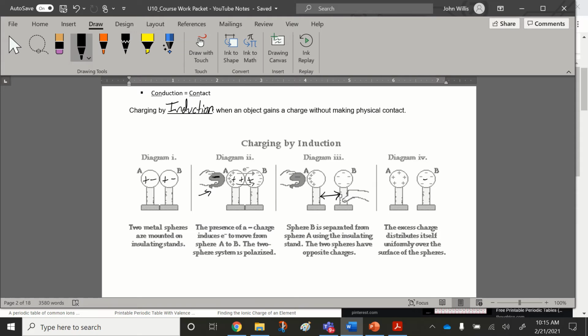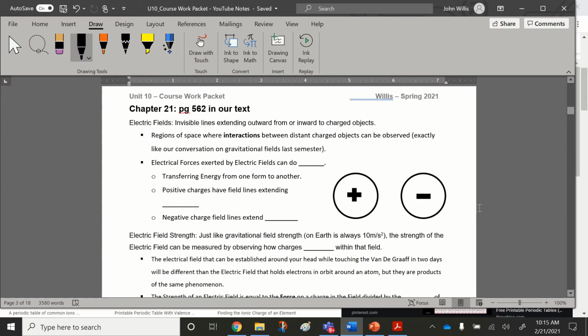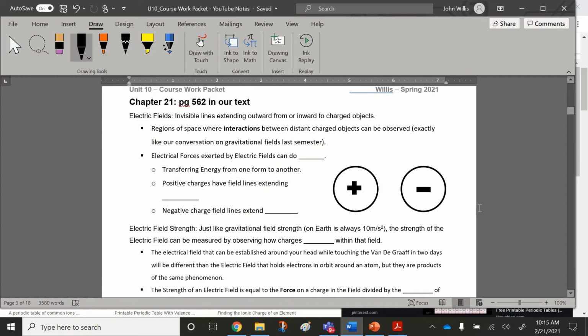When we do the Van de Graaff generator in class, you'll feel a charge by induction. Just if you walk next to or near the Van de Graaff generator, you will feel that electrical field and a little bit of a charge. Your hair will stand on end. It'll be pretty cool. The next chapter, so charging by conduction and induction was the main idea of chapter 20, section 2.